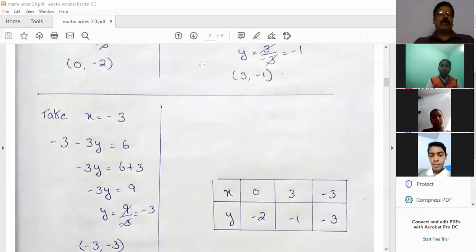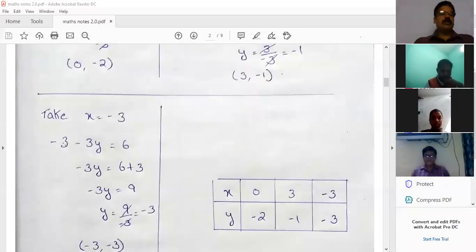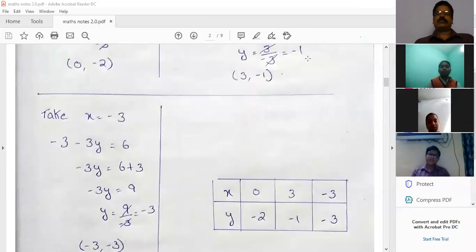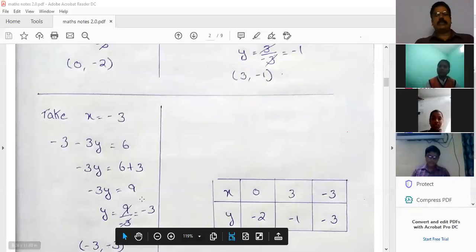Now x equal to minus 3. Now is it audible to all? Wait. X equal to minus 3: minus 3y equal to 6 plus 3, 9, minus 3y equal to 9, y equal to 9 by minus 3, that equals minus 3. Okay, now the solution is minus 3 comma minus 3. So x equal to 0 I take, I got minus 2. X equal to 3 I take, I got minus 1. X equal to minus 3 I take, I got minus 3.